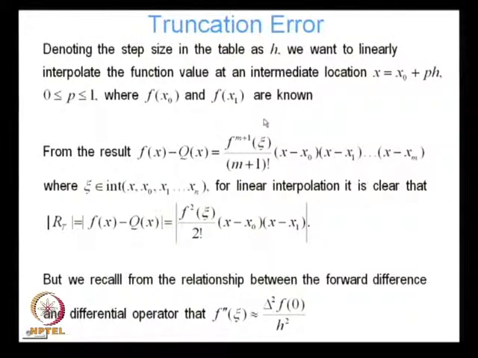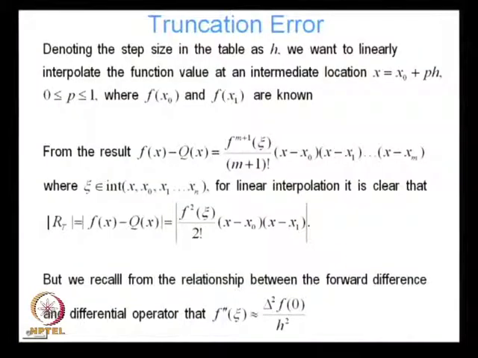So, denoting the step size, we are looking at an equidistant grid. Remember, we are now looking at an equidistant grid. If we denote the step size in the table as h, we want to linearly interpolate the function value at an intermediate location, say x is equal to x0 plus ph, where p goes between 0 and 1, and f of x0 and f of x1 are known.